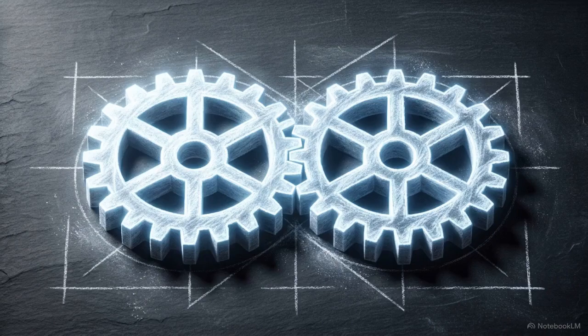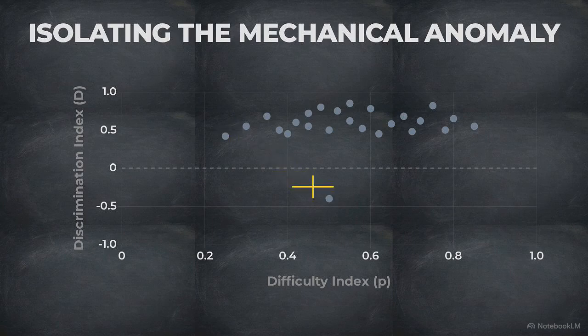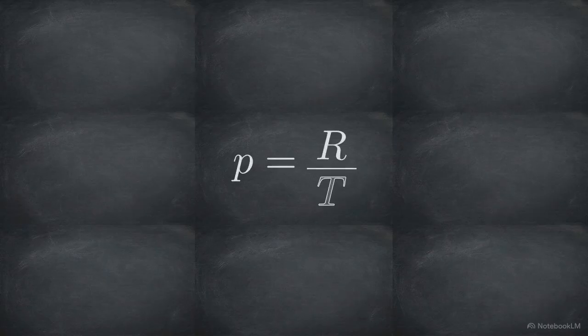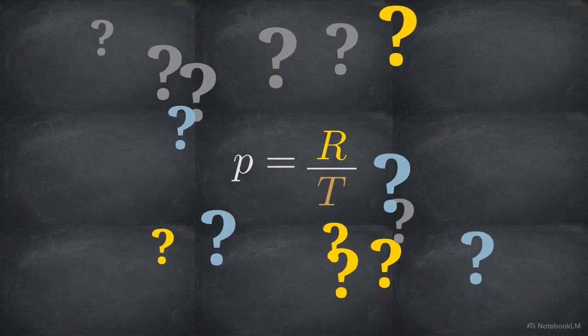To find out, educators employ a dual-engine optimization framework. This method uses quantitative empiricism to isolate exactly where the error occurred, and structured human judgment to diagnose the root cause of the failure. This formula on screen calculates the p-value, the basic measure of an item's difficulty. We divide the number of right answers, r, by the total number of students, t. But a p-value is heavily influenced by blind guessing, giving us an incomplete picture.